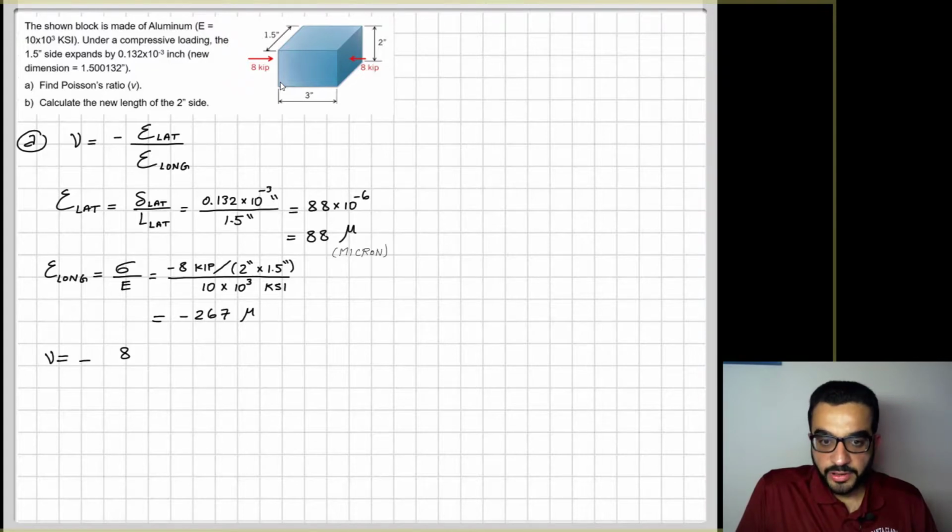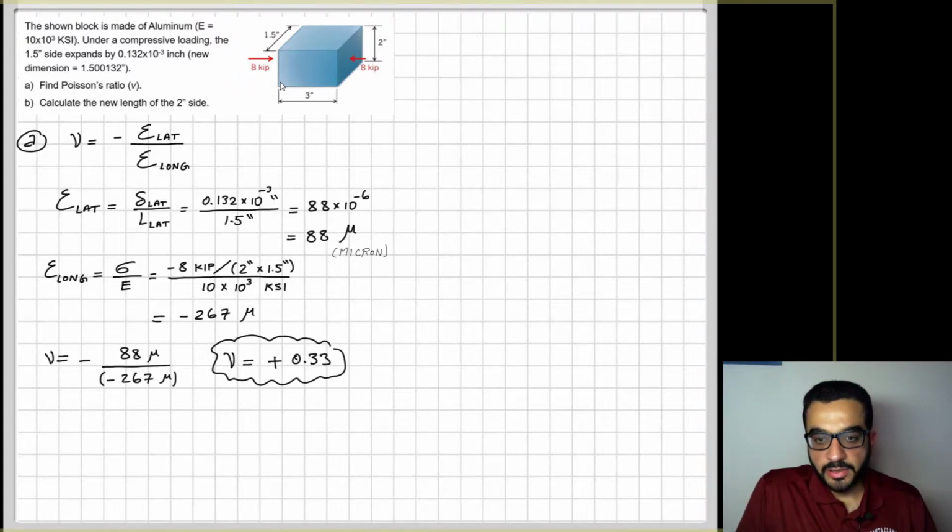So now I have the lateral strain and the longitudinal strain. I can easily now calculate the Poisson's ratio. Remember, 8 kip is a compressive force, so this is why sigma is negative 8 divided by the area. The negative here is key. I will use that negative strain for the longitudinal, and put it in the formula for Poisson's ratio. Poisson's ratio already has a negative, so it turns out it should be correct now. Poisson's ratio should end up being a positive value. That's a check value for you. Poisson's ratio should always end up being a positive value.